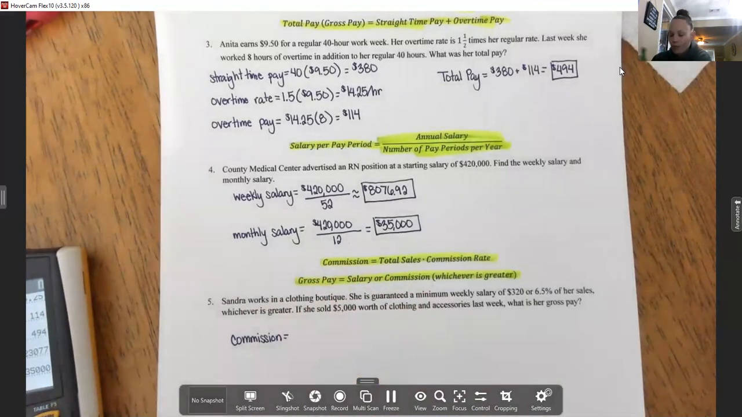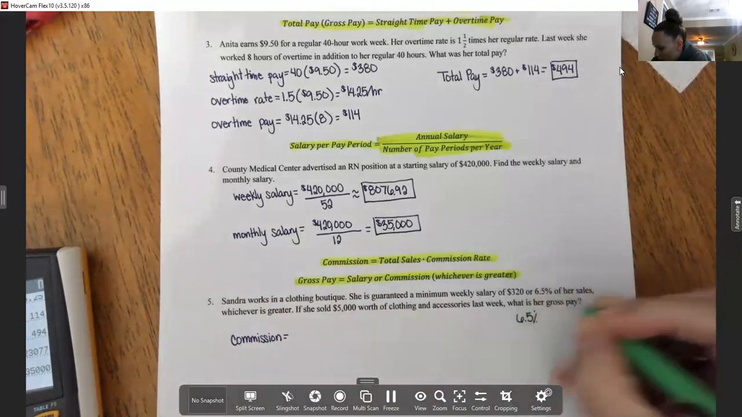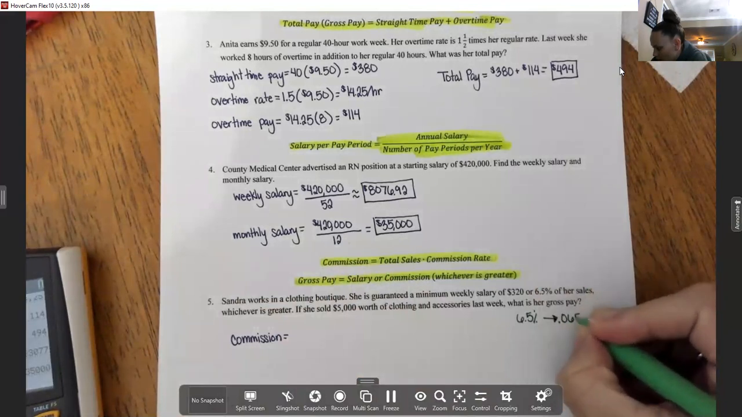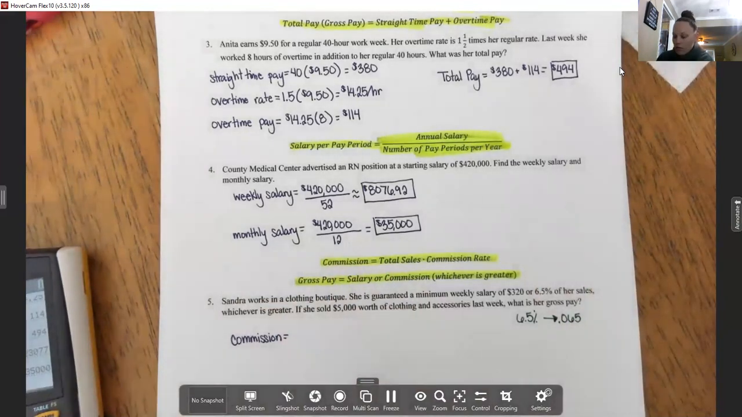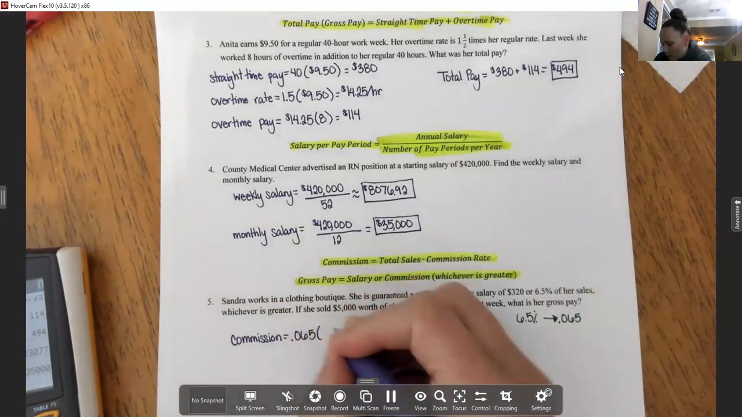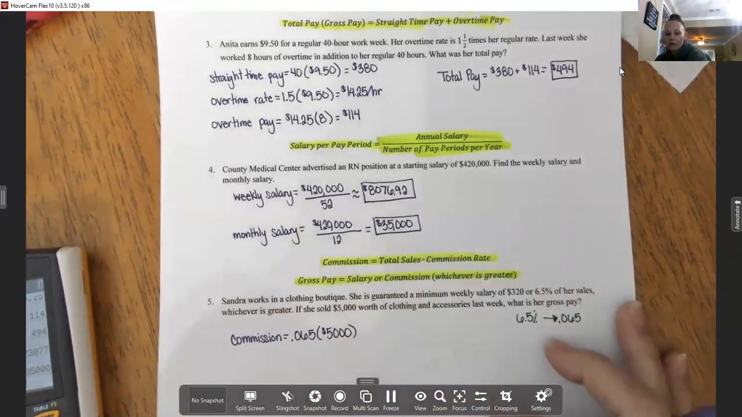So one thing to remember, 6.5%. We want to make that 0.065. So 0.065 times 5,000.